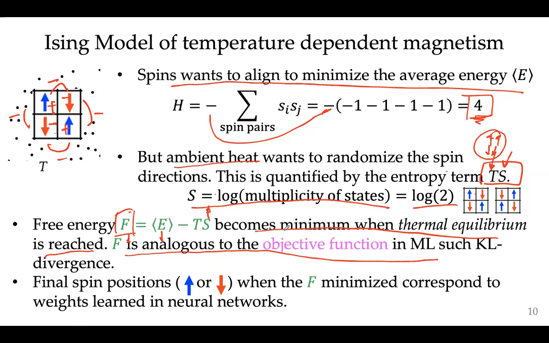So if we are to make a connection between spin systems, the Ising spin model, and neural networks, I can say this: the final spin positions. Let's say you have multiple spins, and each of them can be up or down. The final spin positions, when the free energy is minimized, correspond to weights learned in neural networks. They can be up or down, in this case +1 or -1. So those would be the weights in the neural networks.